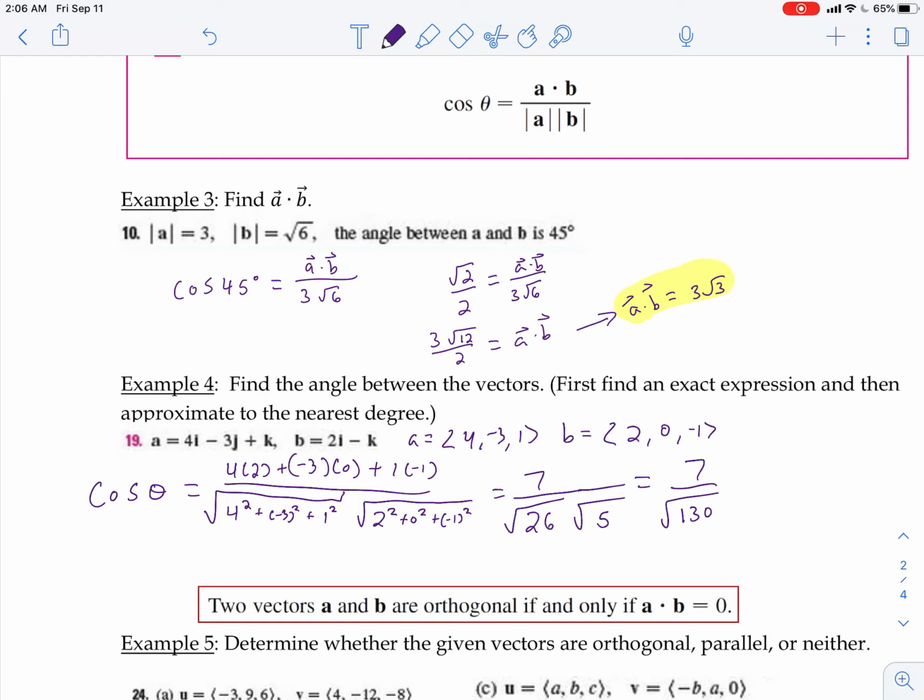All right. And now to actually find what theta is, we'll just do the inverse cosine to both sides. So theta is equal to the inverse cosine of 7 over the square root of 130. So that's the exact expression, and now we're going to approximate. Again, you need your calculator for this. Make sure you're in degree mode. When you do that, you're going to get about 52 degrees.